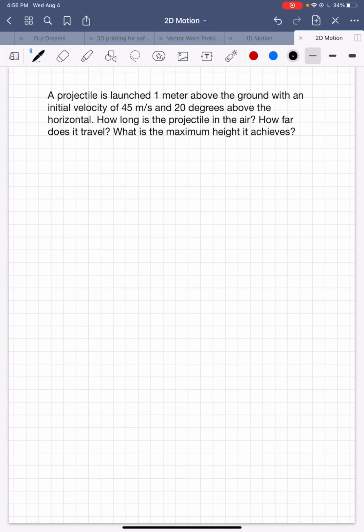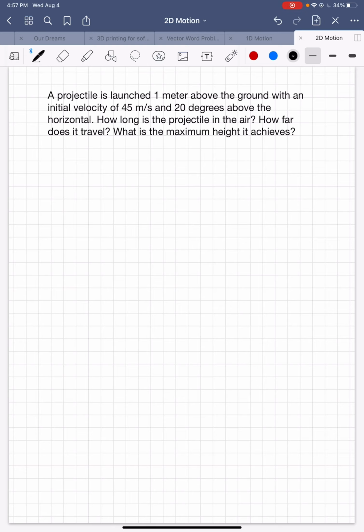All right, hello everybody, and we have another example problem we're going to work through. This time it's a two-dimensional projectile motion problem. It says a projectile is launched 1 meter above the ground with an initial velocity of 45 meters per second and 20 degrees above the horizontal. And I need to answer 3 questions.